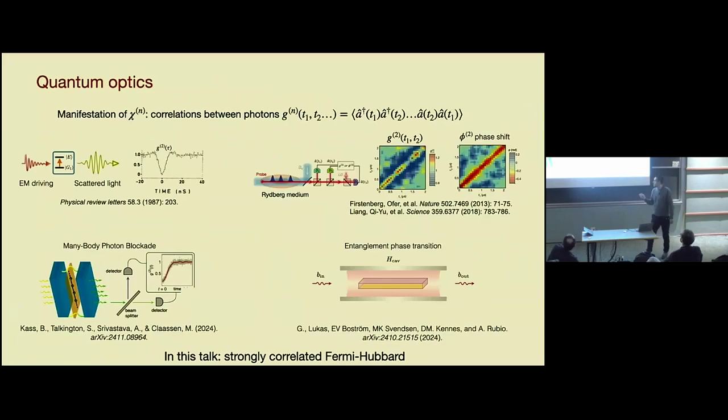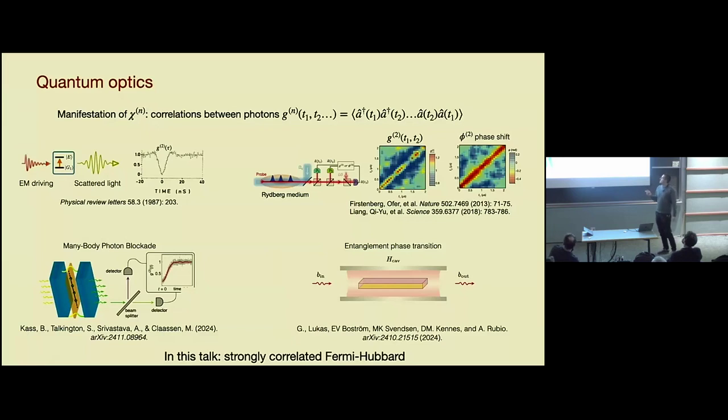Another manifestation of these chi-n nonlinearities in optics is the ability to generate correlations between scattered photons, as measured by the correlation function of the photon field G_n, which roughly measures the n-point correlation functions between photons. In the limit when, for example, chi 3 is infinite, for a two-level system, it is known that the G2 function vanishes for the same time, or zero time delay, just due to the fact that a two-level system cannot be excited more than once.